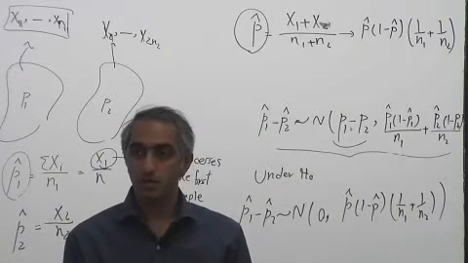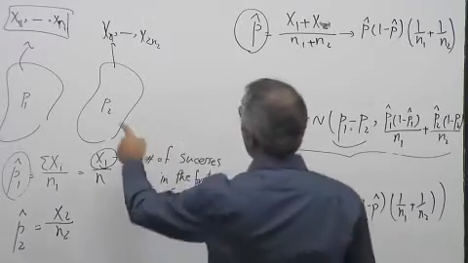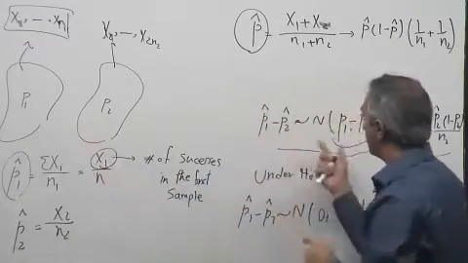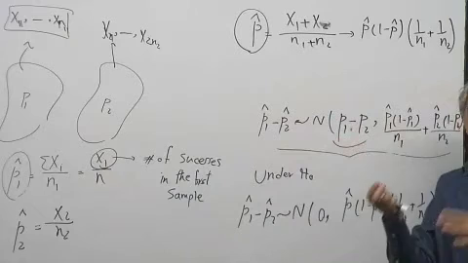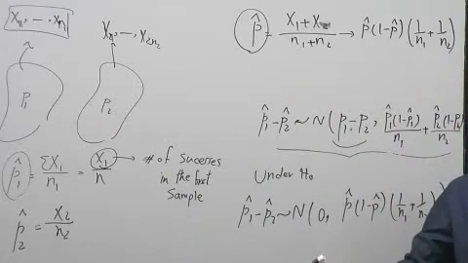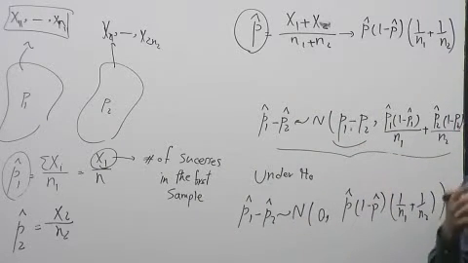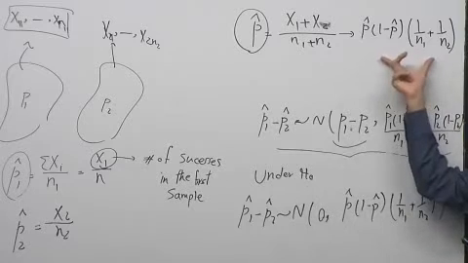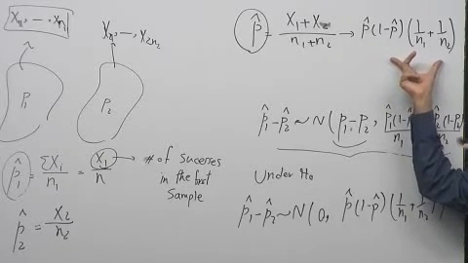Okay? Here, I have a null hypothesis, and the null hypothesis says that P1 and P2 are equal, therefore their variance is equal, therefore I can combine the information of two samples to get a better estimator. This estimator is definitely better than the individual estimator.